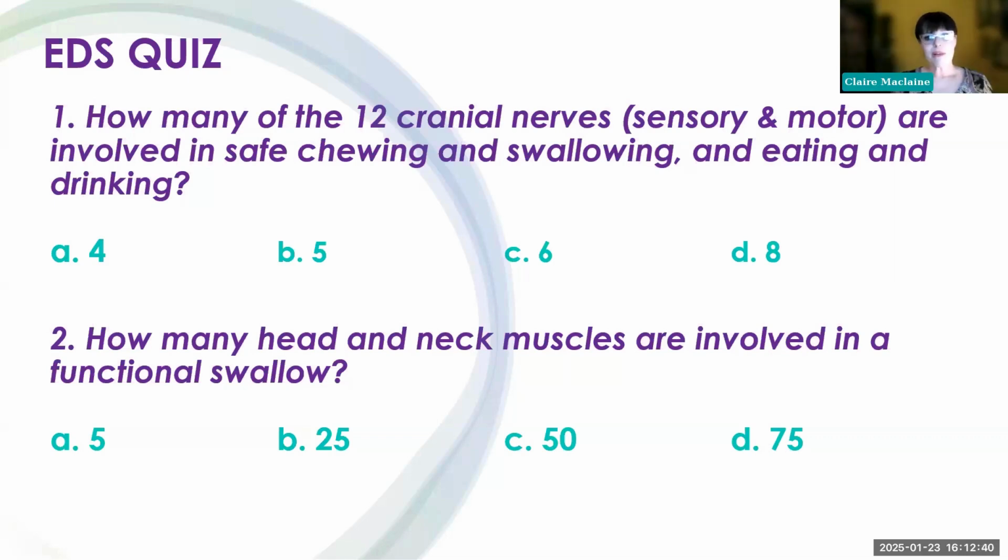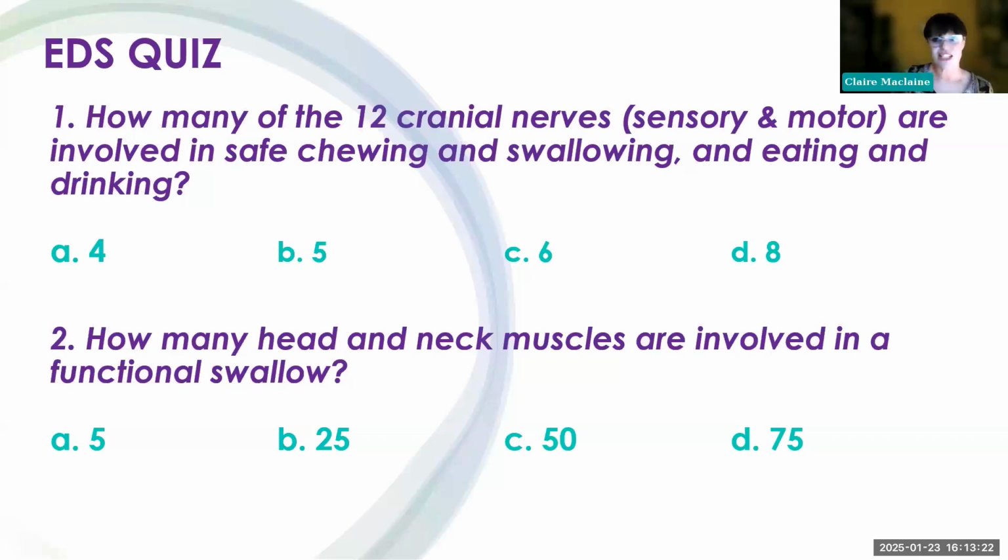Okay, how many muscles of the head and neck are involved in a functional swallow? 5, 25, 50, or 75. And these are rounded up. When you look online, it gives you approximations of this, but what would you think? You have to say there's a lot more muscles in the head and neck than you think. I think this one is a hard one. We've had B, B, B, C, C, C, B, C, C. So people tend to be going for B and C, so 25 or 50.